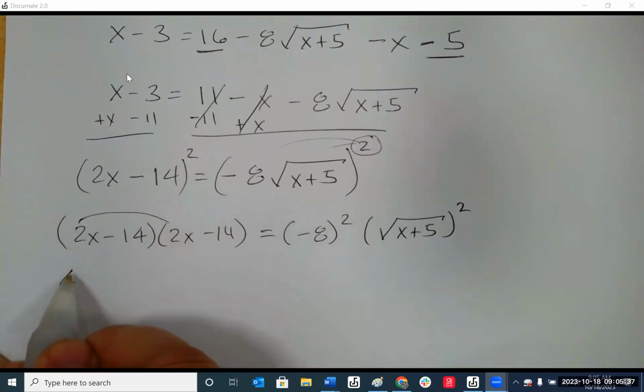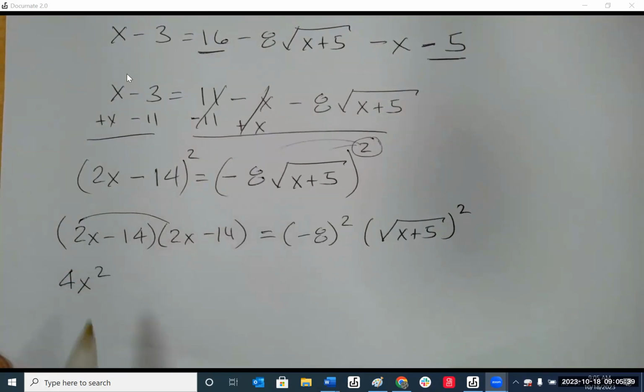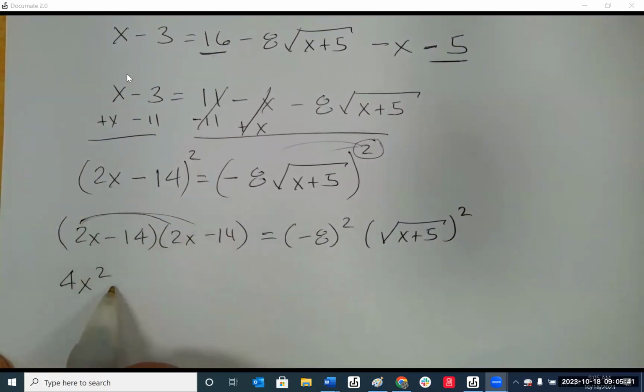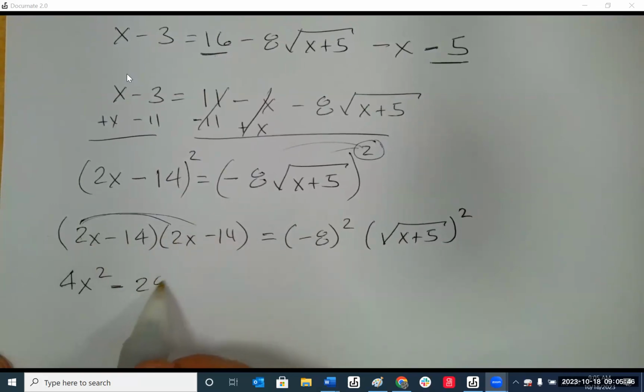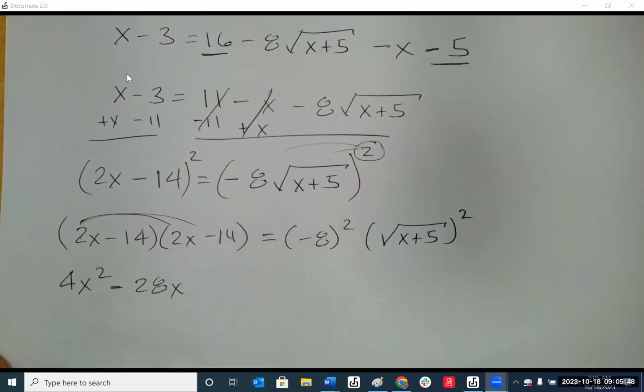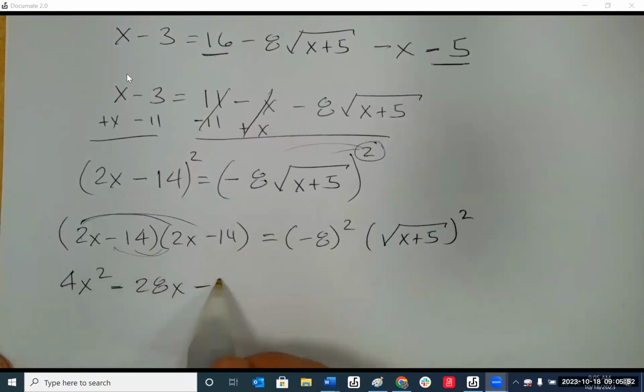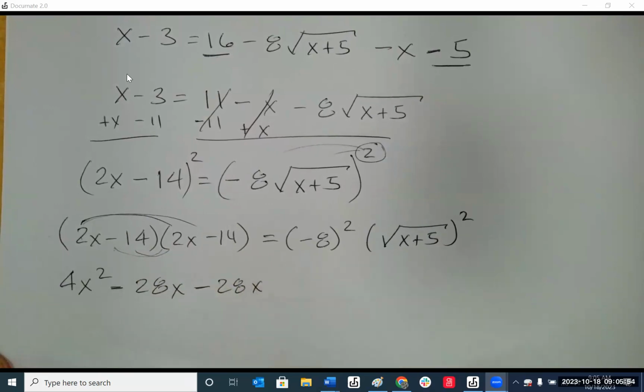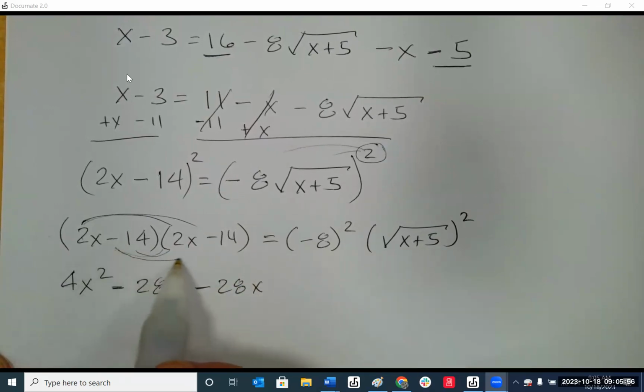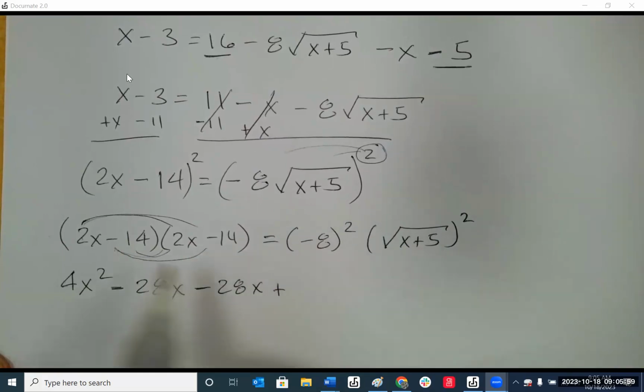Two times 2 is 4. x times x is x squared. Positive times negative is negative. 2 times 14 is 28x. Negative times positive is negative. 14 times 2 is 28x. Negative times negative is positive.